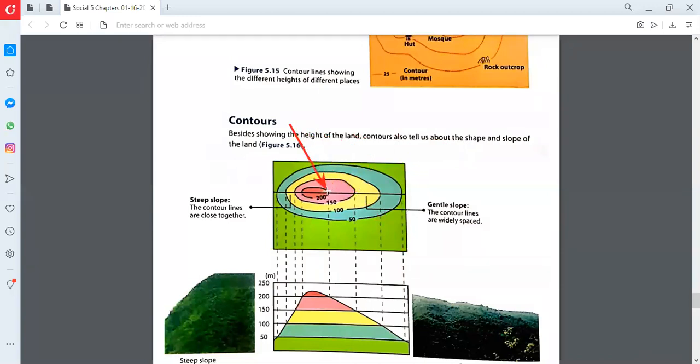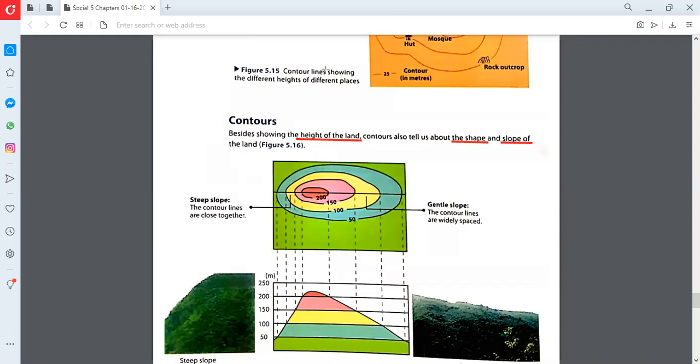Contour lines do three things. They show us the height of a land. This is the first thing. The second thing is they tell us about the shape of land. This is the second thing. And the third thing is they also tell about the slope of a land.